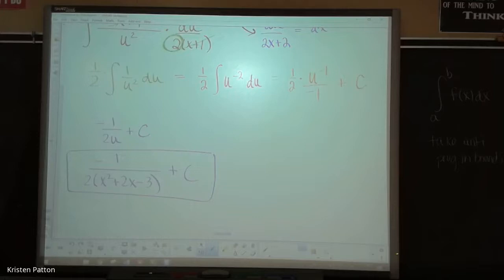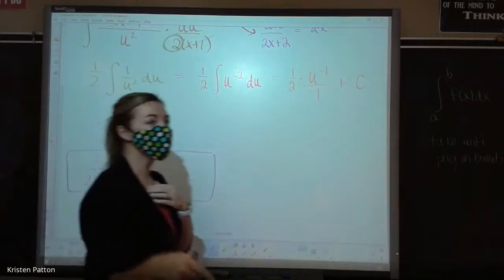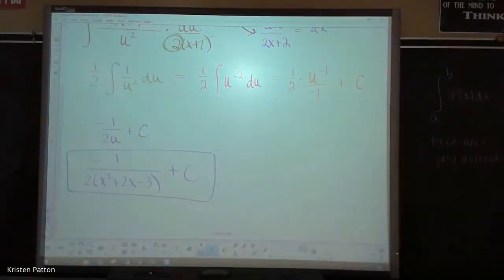Kind of like a little puzzle, isn't it? Kind of find a little space for everything. Could we check it? Yes, you can check it by taking the derivative. It's just that sometimes you have to do a little bit of simplifying to get it back to where you started. Okay.